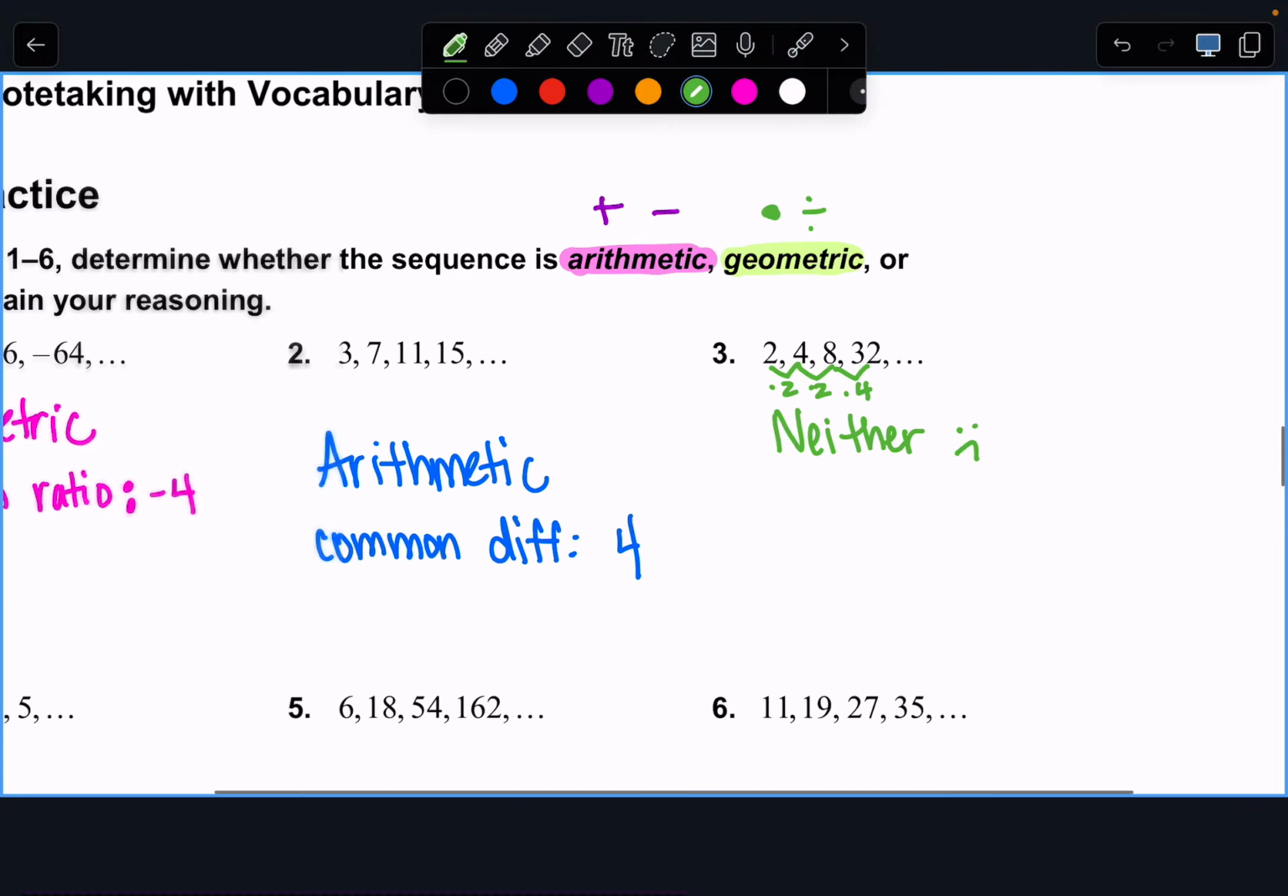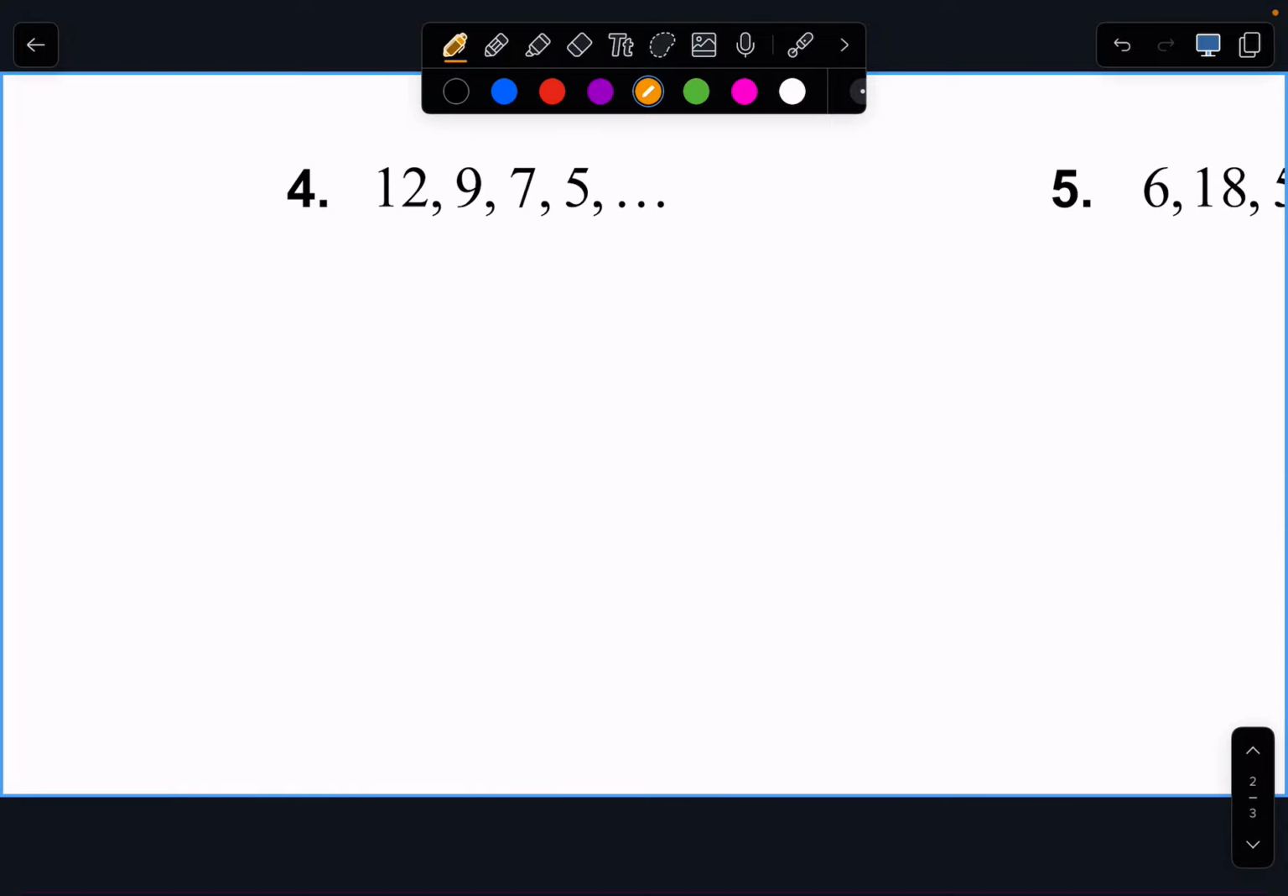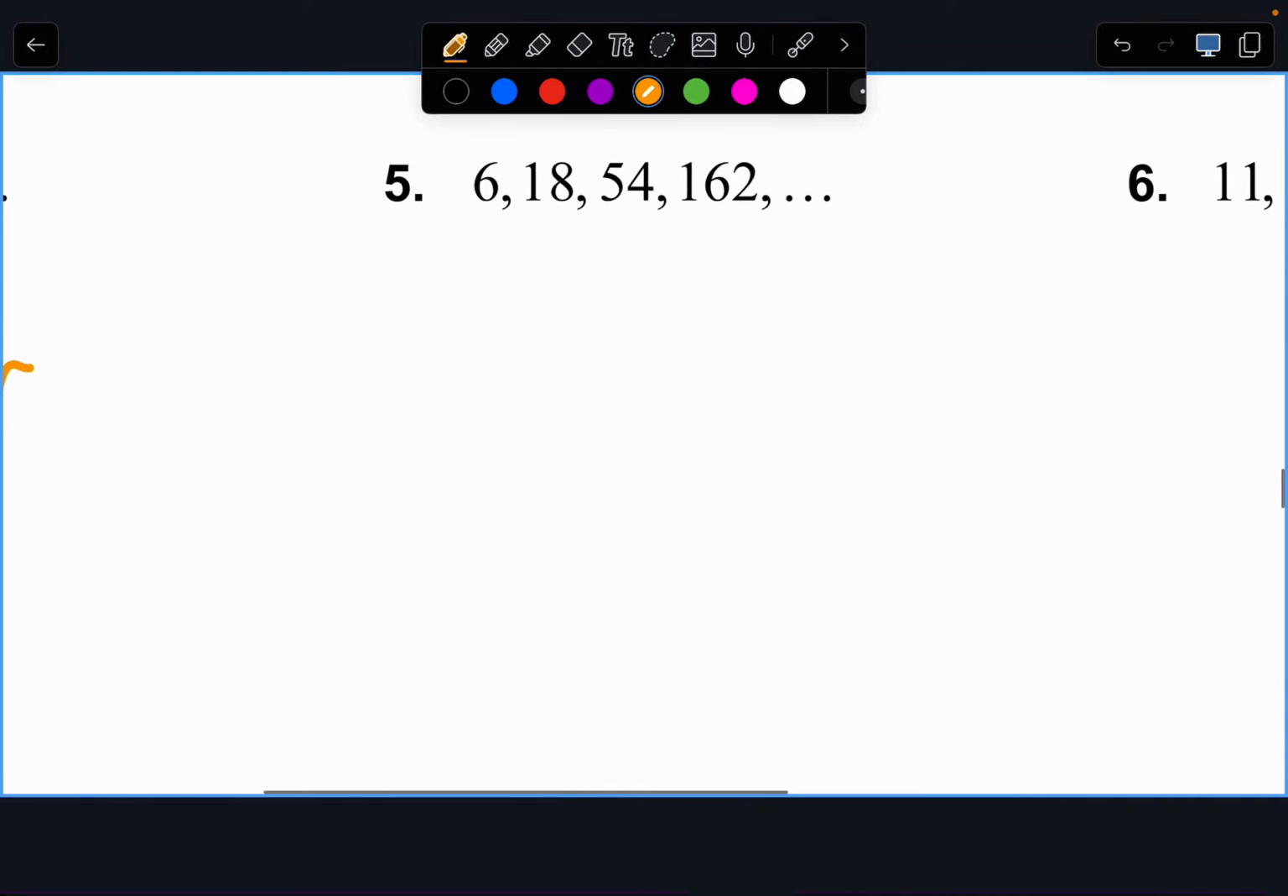Okay. All right, Connor, what do you feel about number 4? Also neither. Why not? Okay, we're not multiplying by the same number every time. We're not adding or subtracting the same number every time. Okay?